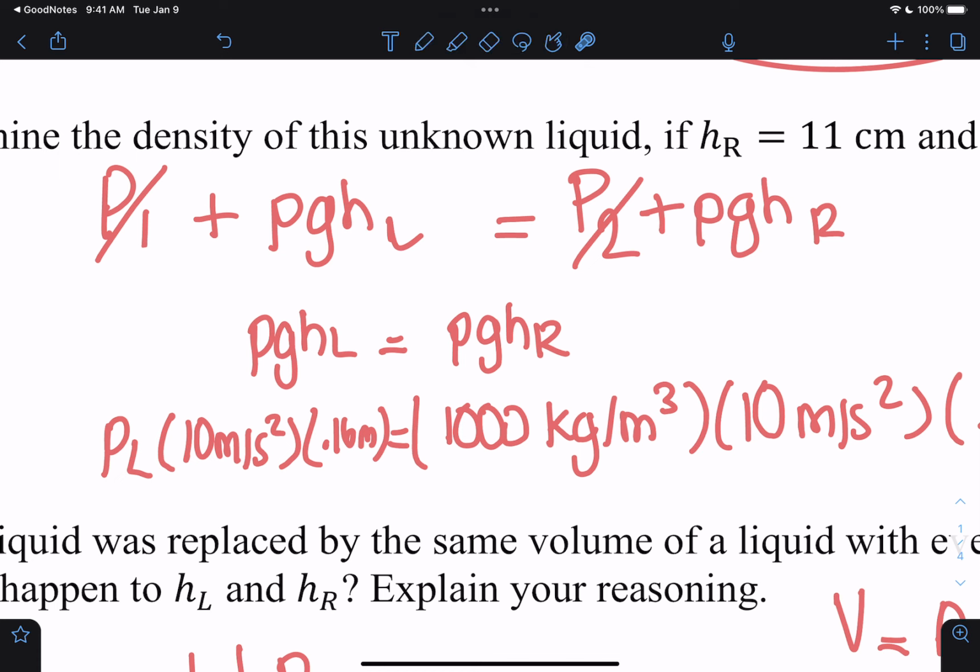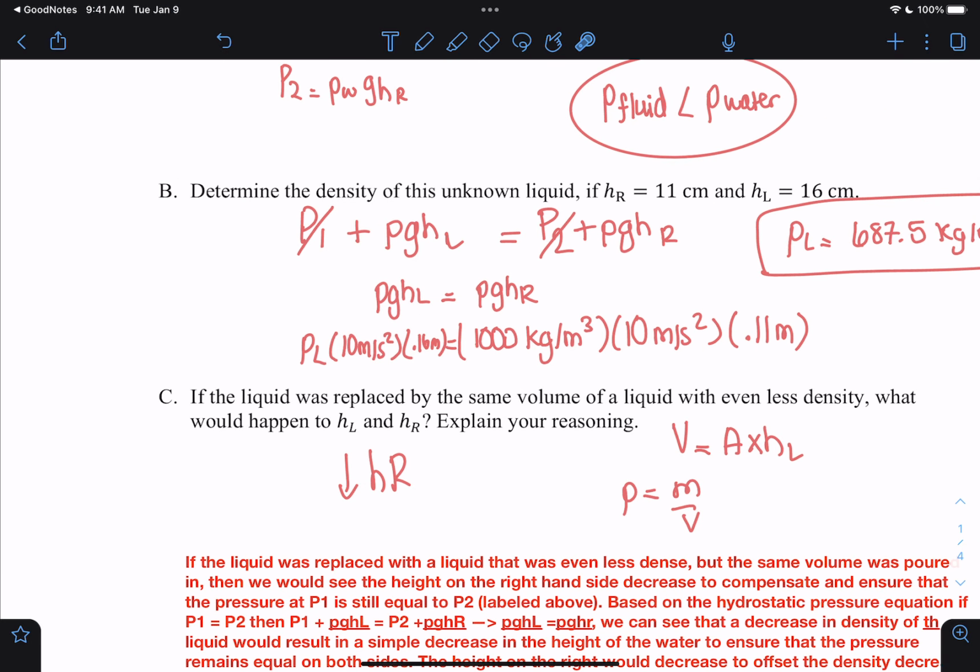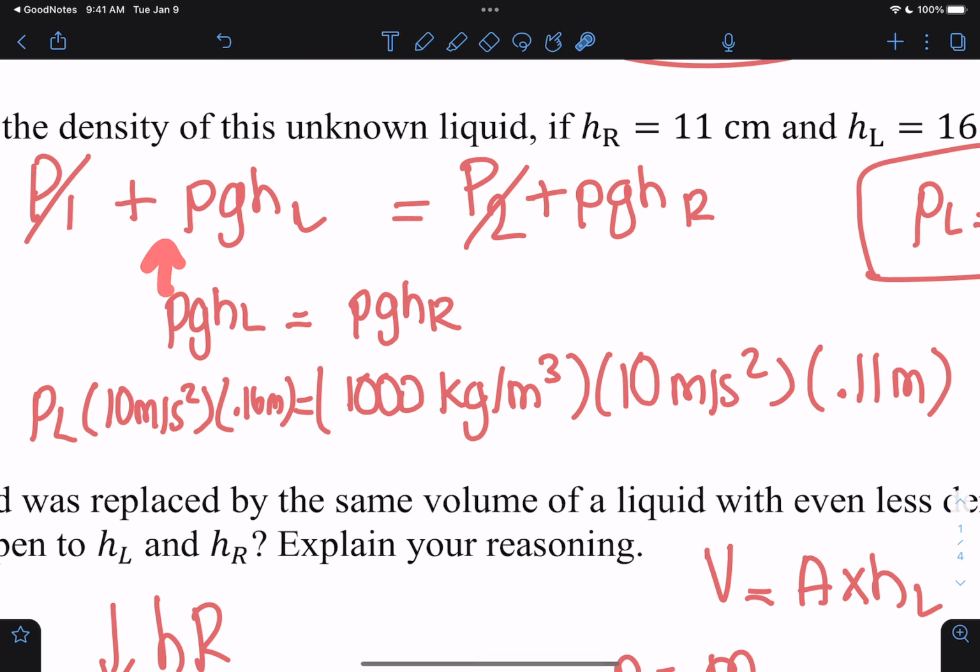So if I increase the density of the unknown liquid, this is the same, this is the same, this is the same, and this is the same. What would happen to my HR? Increase, right? Excellent. Yep. So if we increase the density, we increase the HR, assuming that everything else stays the same. We're pouring in the same amount of water, the same type of water.